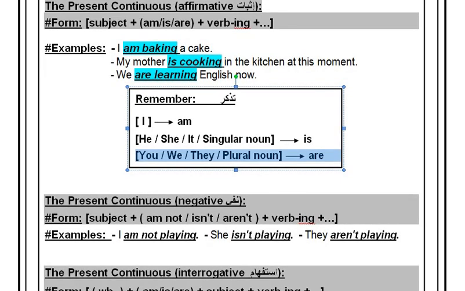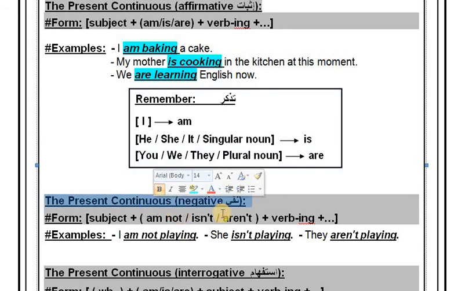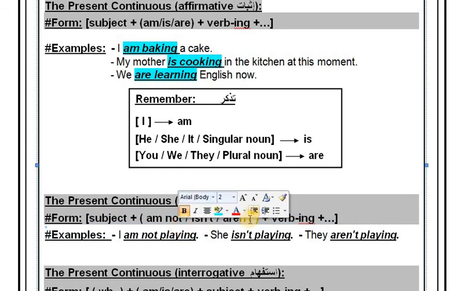Okay, what about the negative form? شو بالنسبة لما يكون عندنا negative form؟ شكل النفي. The same thing, but we need to add not. Look here, subject, am not, isn't, aren't, plus verb with ing. Let's see the examples. I am not playing. She isn't playing. They aren't playing.